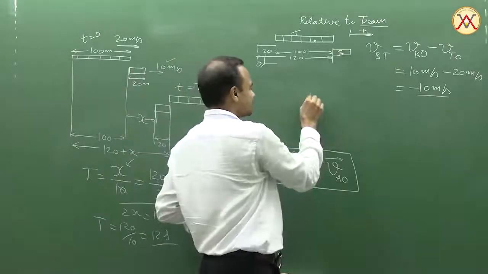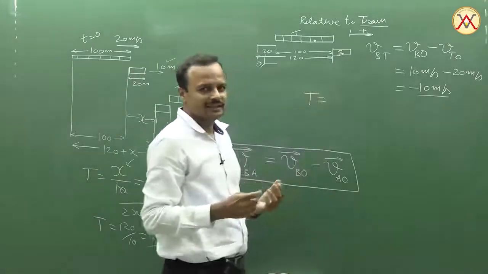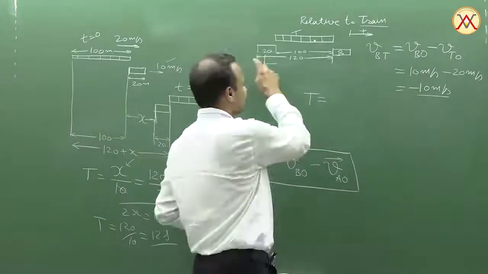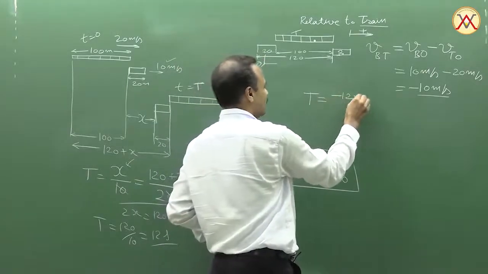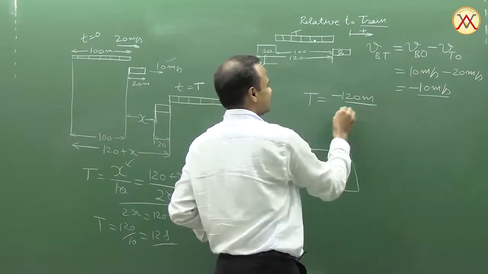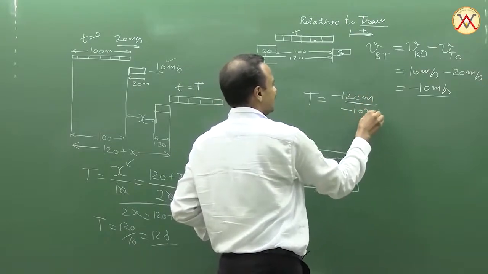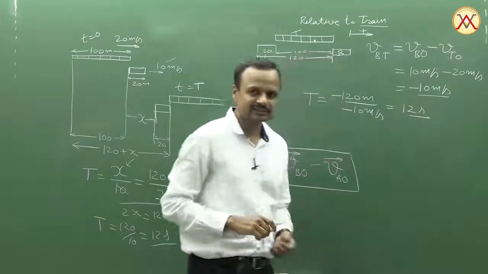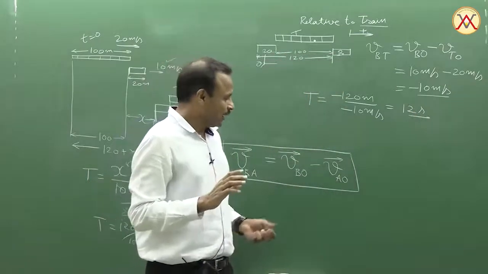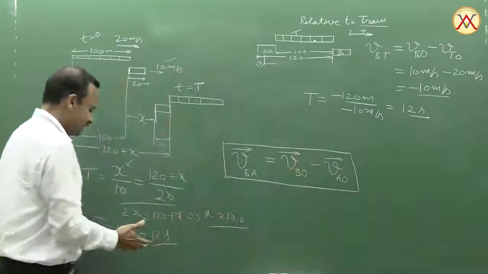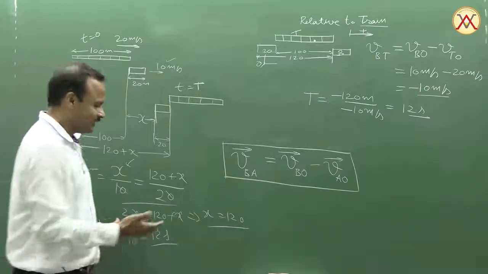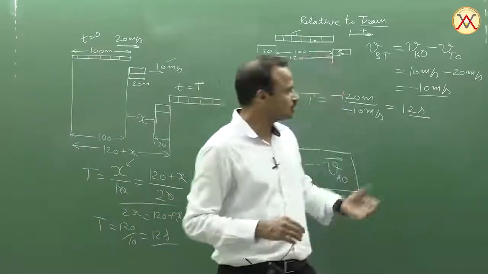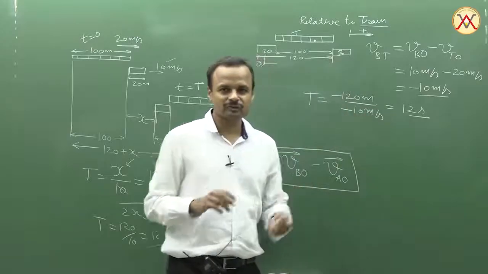So, what is the time? Time we can say is relative displacement divided by the relative velocity. So, relative displacement is minus 120 meters, relative velocity is minus 10 meter per second. So, we get a time of 12 seconds. So, the time you can see is same whether you solve the problem from the ground frame of reference or you solve it from the frame of reference of train.